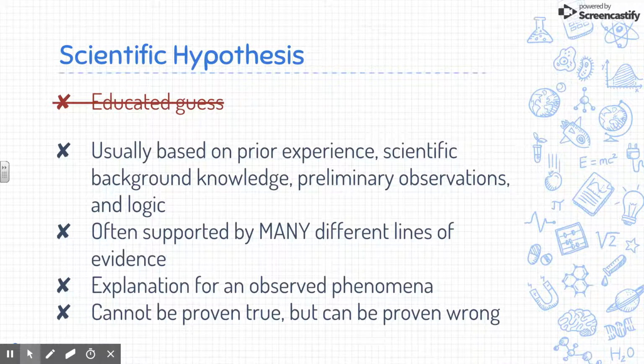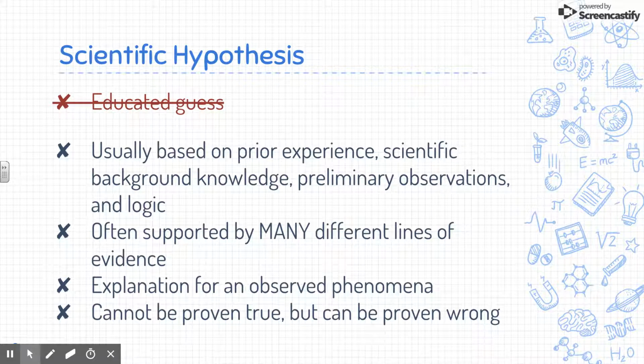The first term we're going to talk about is a scientific hypothesis. As I mentioned in class, I don't like the term educated guess. This is because it makes a hypothesis seem too random and flippant, something that you just kind of came up with. I don't like the term guess being used for hypothesis. Instead, a scientific hypothesis is based on prior experience, scientific background knowledge, preliminary observations, and logic.